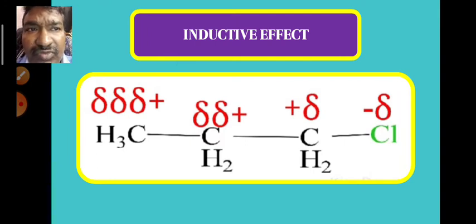Actually in organic compounds, between two carbon atoms there is no electronegativity difference. As a result, we don't observe any charge on them. That means we don't observe the effect of one carbon atom on the other carbon atom. But whenever a more electronegative atom is attached to one of the terminal carbons, then bond polarization takes place.